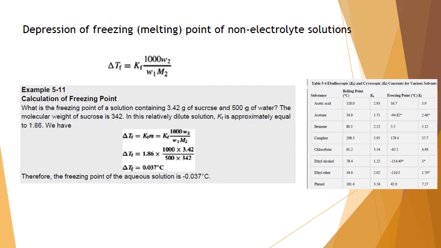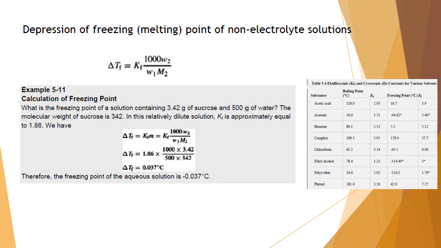Now on this slide, I'm going to show you how to calculate the depression of the freezing or melting point for non-electrolyte solutions. The calculation of melting point depression can be easily done using this equation: delta Tf equals Kf multiplied by 1000 multiplied by W2, divided by W1 multiplied by M2. So in this case, delta Tf is the depression in the freezing temperature, and Kf is the freezing point constant that can be easily taken for each solvent.